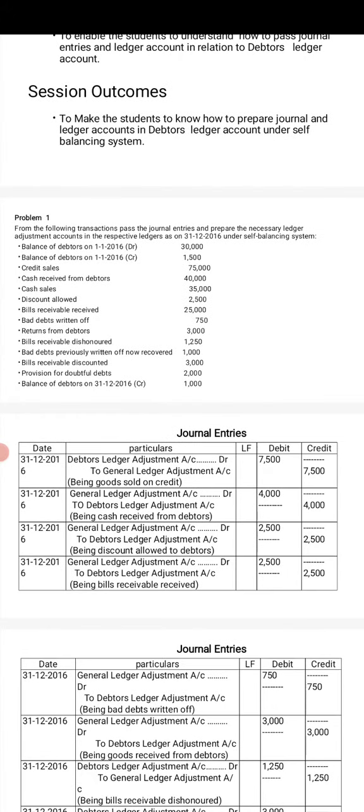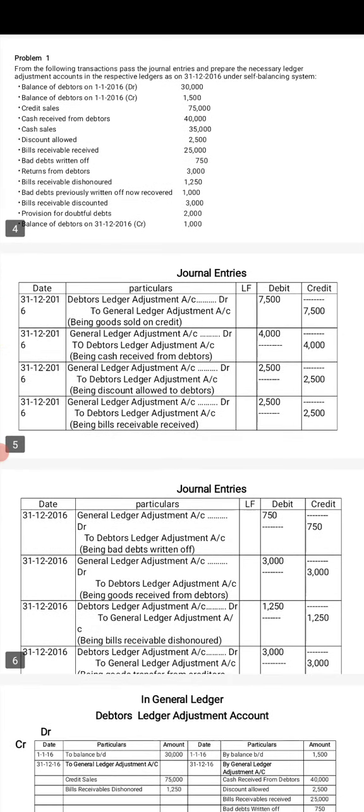Next, for cash received from the customer, 40,000. The entry will be general ledger adjustment account debit to debtors ledger adjustment account. The amount has to be 40,000, sorry I put 4,000, it is 40,000. Again, for discount allowed to the customer, the entry will be general ledger adjustment account debit to debtors ledger adjustment account, 2,500, 2,500.